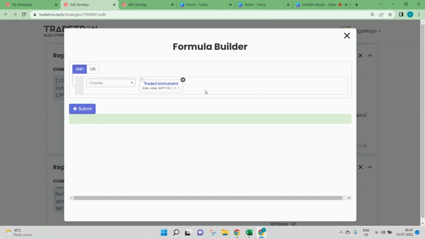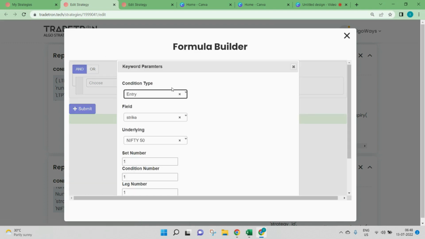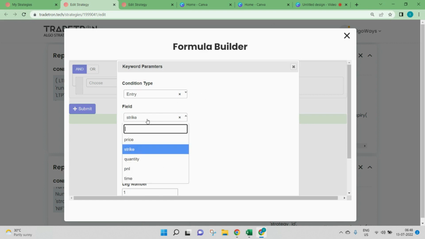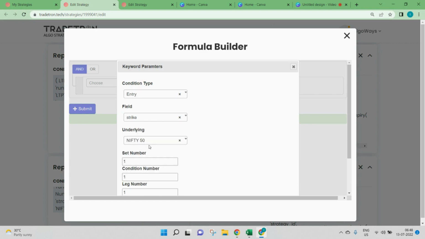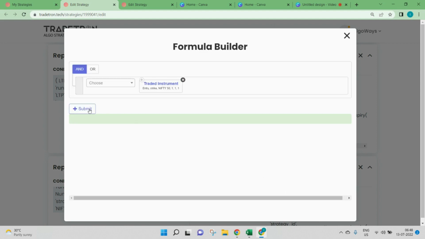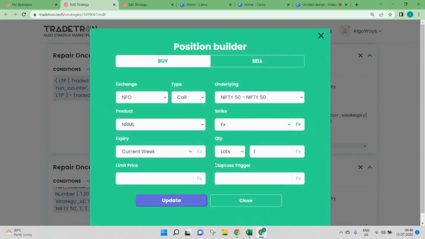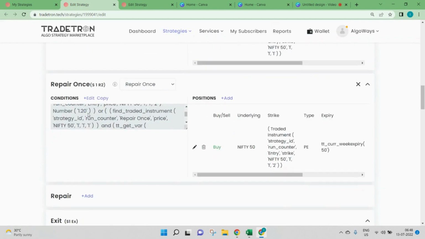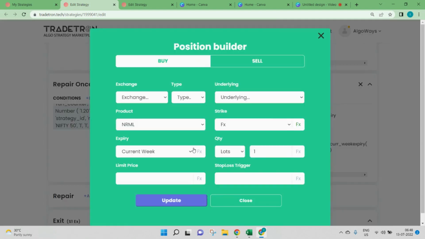entry condition. So to fetch the strike, we again use the traded instrument entry, and in place of price we use here the strike. So it will fetch the strike of the instrument entered in set 1, condition 1 and leg 1. So this will fetch that same strike and buy that strike of CE. Similarly, we exit the PE when 20% SL is hit or it is above its cost if the CE has already hit.